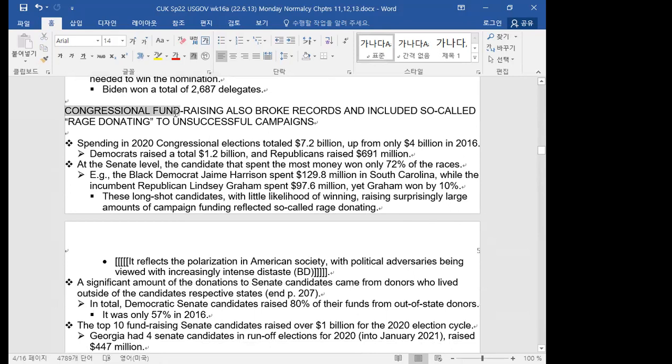So congressional fundraising also broke records and included so-called rage donating to unsuccessful campaigns. Again, this is the role of social media in generating outrage, outrage, outrage, to keep people's attention. It included big increases in money donated to political campaigns of candidates who are not going to win, but people were so outraged by what they were seeing on social media, which was more or less misinformation, that they were encouraged to give $20 or $50 or $100 to some political campaign just out of principle.